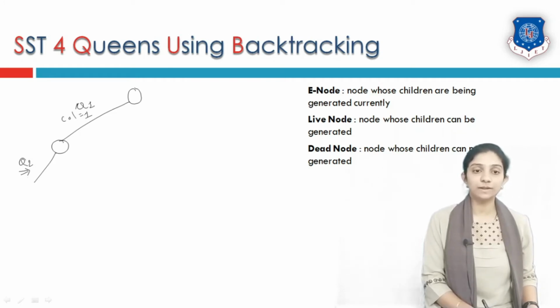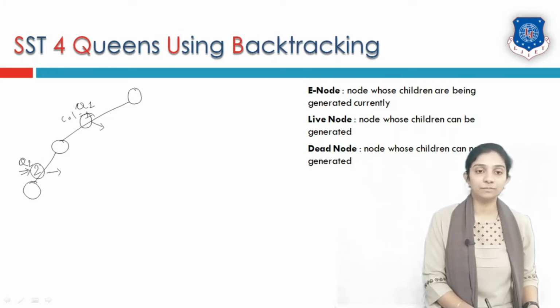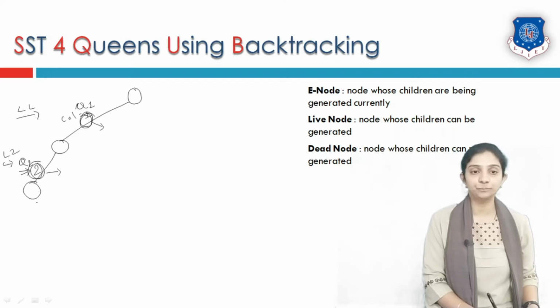If column 1 is already occupied, we cannot make use of column 1 in the next queen. That's why we will try another option, that is column number 2. So here the bounding condition is that we have to restrict our branching or growth of the tree when the difference between the column numbers is the same as the difference between the levels. Since this is my level number 1 and this is my level number 2, the difference between columns should not be equal to the difference between levels, that is 1 and 2.